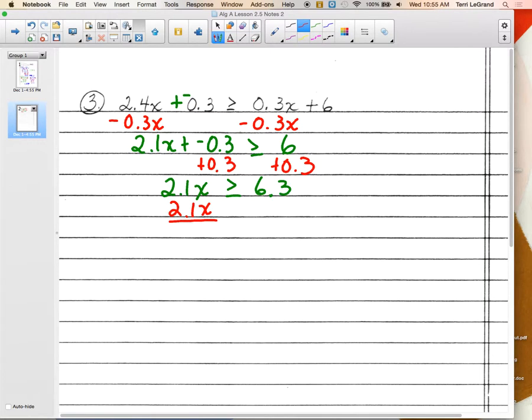2.1x divided by what? 2.1. x is greater than or equal to 6.3 divided by 2.1. Do we really need a calculator? How many 2.1s do you think you can take out of 6.3? 3. Exactly 3? Yeah. So x is greater, did we divide by a negative? No. Okay. Yes, Cody?